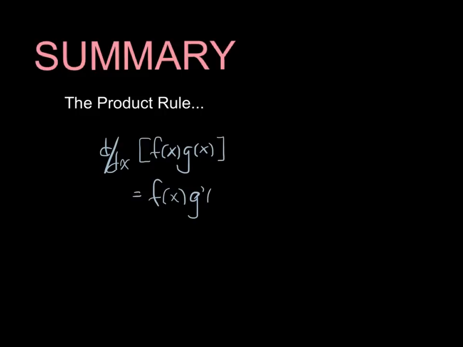So if you are trying to find the derivative of the product of two functions, you multiply the first by the derivative of the second, add that to the second times the derivative of the first.